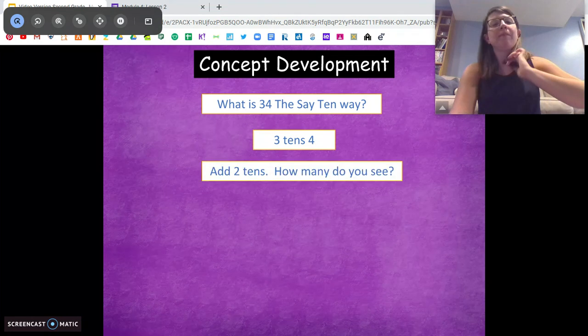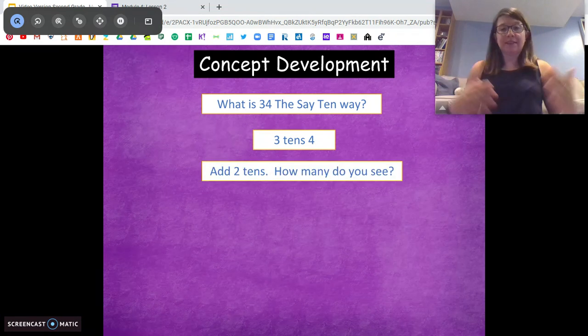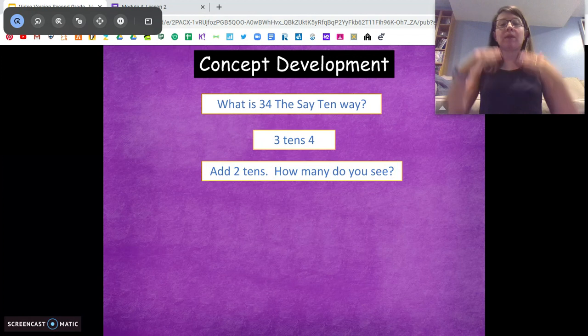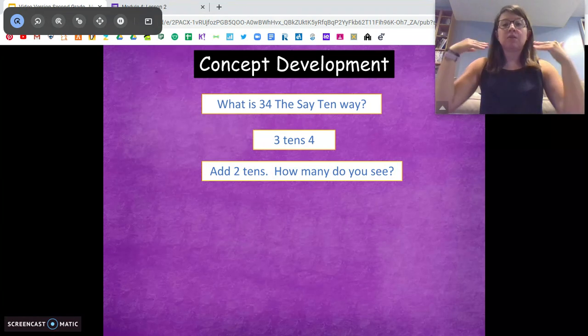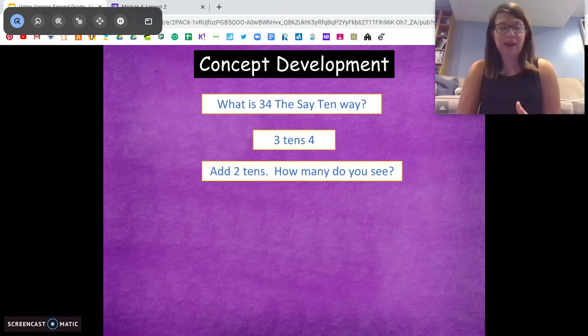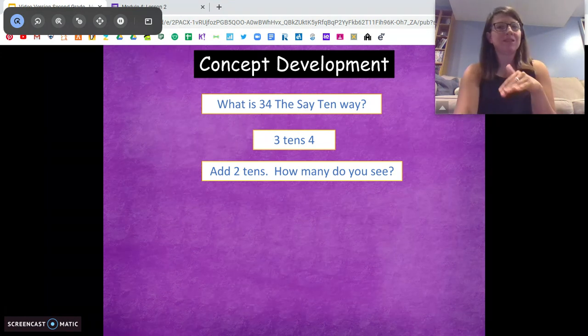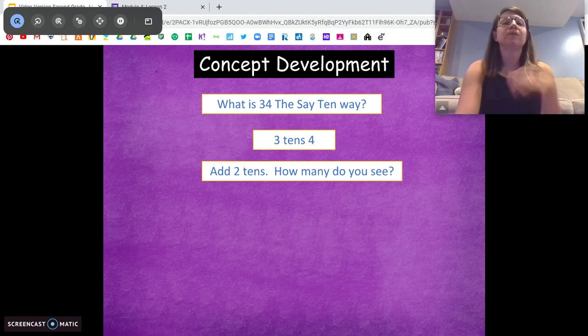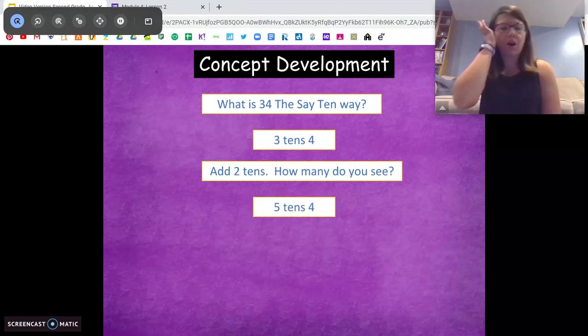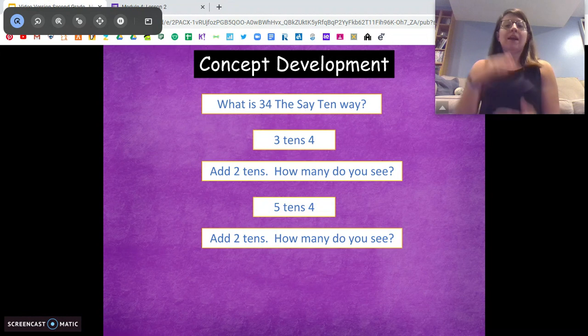Good. Okay. So we're going to add 2 10s to that. So we're at 3 10s 4. We're going to add 2 more 10s. Okay. How many 10s would we have now? Good. We'd have 5 10s. Are we adding any ones? No. So it's going to be 5 10s 4. Awesome job.